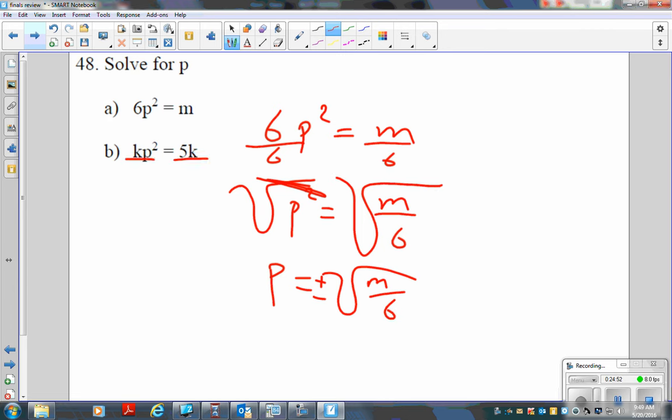Same thing right here. Let's get rid of that k because we want to get p by itself. And notice the k just crosses out. So we have p squared just equals 5. And opposite of a square is a square root. And p is just equal to positive and negative square root of 5.